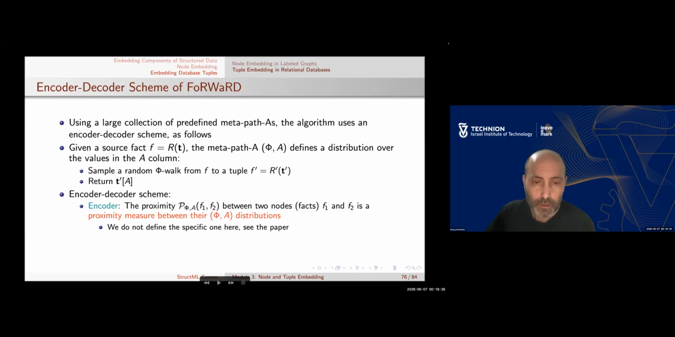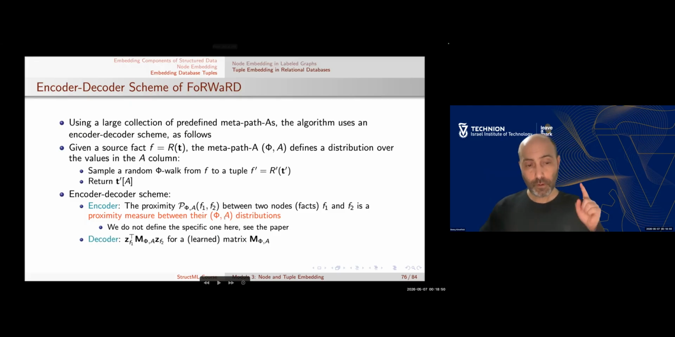That's all. So the encoder basically defines a proximity for every metapath phi A, where the proximity between two nodes is the proximity between their phi A distributions, between the distributions that we get over the A attribute. Now, I do not define here exactly which proximity measure can be used for distributions, but these exist.